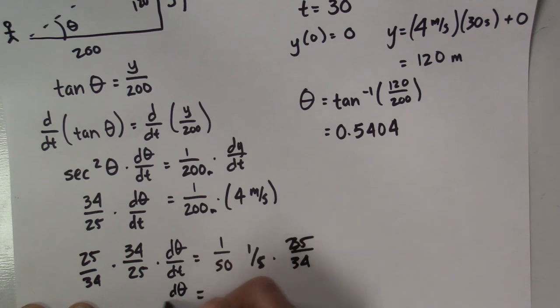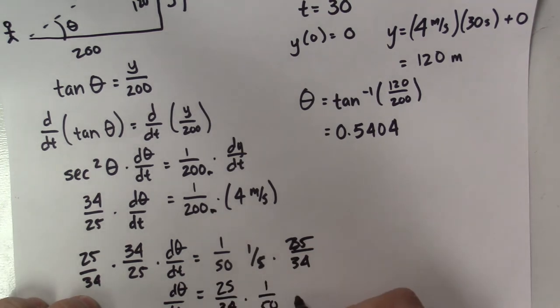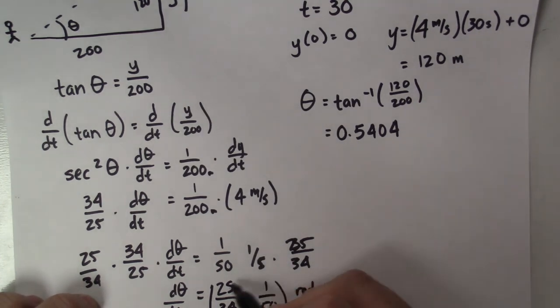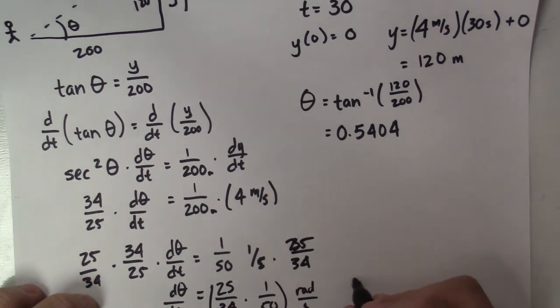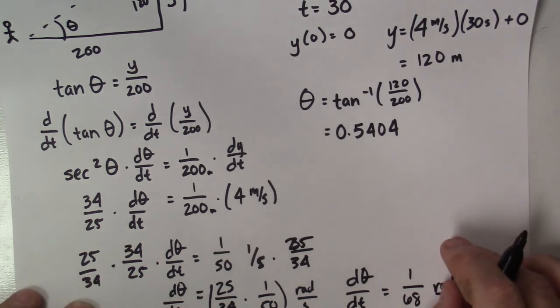So d theta/dt equals 25 over 34 times 1 over 50 radians per second. Well, we can do a little simplification here. This cancels, leaving a 2, so I should get d theta/dt equals 1 over 68 radians per second.